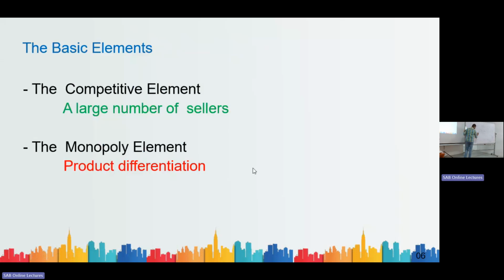They have relatively price elastic demand. Relatively price elastic demand. In monopoly, they have relatively price inelastic demand. Their demand curve is steeper, while the monopolistic competitor's demand curve is flatter.